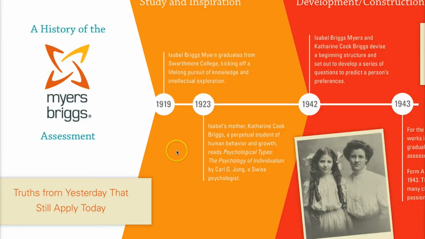Carl Jung wrote an influential book in 1923 about personality type, which inspired the work of Catherine Cook Briggs, the Briggs in the Myers-Briggs type indicator, to undertake a lifelong exploration of personality type. Catherine inspired her daughter, Isabel Briggs Myers, the Myers in the Myers-Briggs type indicator, to also study personality type, and together they created the MBTI. This is a picture of the mother and daughter team.